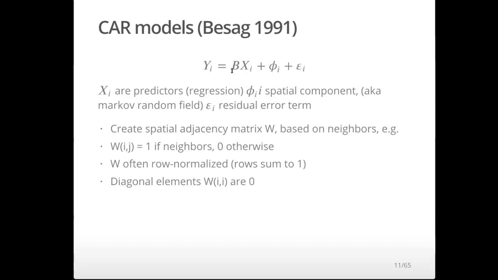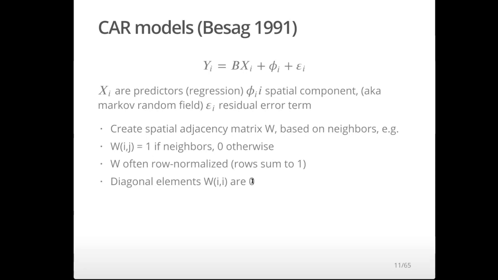So we're going to create a matrix, this W, that's based on our neighbors. If two separate spatial blocks are neighbors, that matrix will get a 1. If those values are not neighbors, it'll get a 0. There are a bunch of different constraints for estimability that we often have to include, like W has to be row normalized. And then finally, the diagonal elements of W are going to be 0.